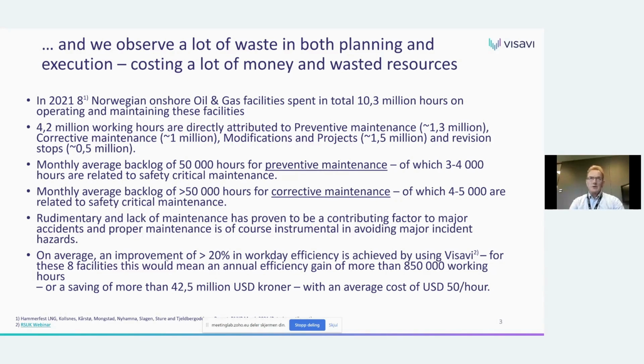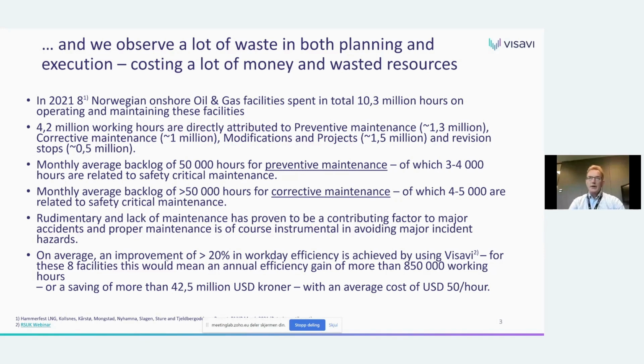What we see when we dig a little under these numbers is that a lot of maintenance is not done, whether preventive or corrective. I guess you're all familiar with this. Corrective maintenance is that you have to do something because things are breaking down, and preventive maintenance is to prevent something from breaking. There are thousands of hours that are planned but not spent, and amongst these, a lot relate to safety critical maintenance.